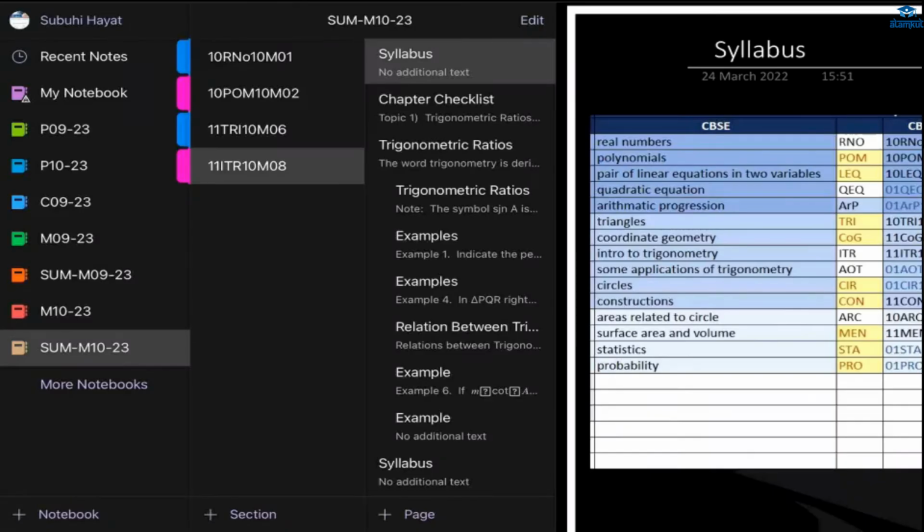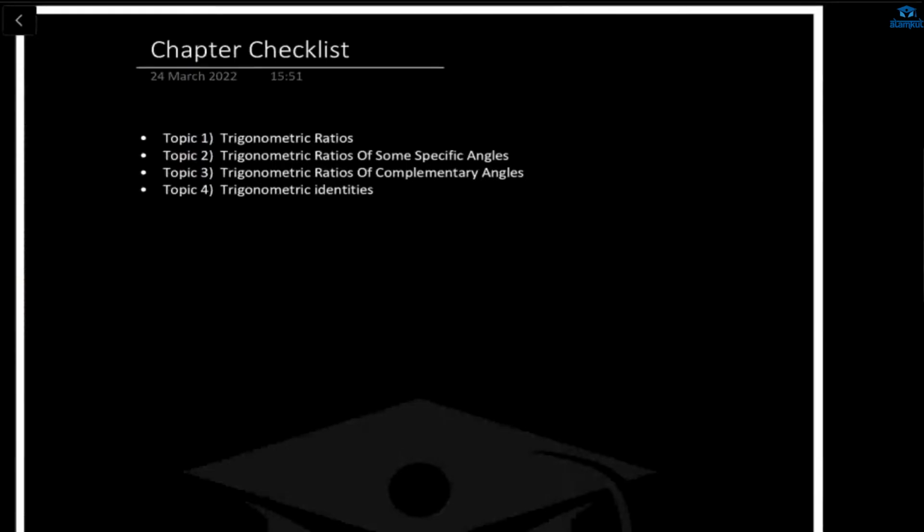So today we'll be starting a new chapter of trigonometry. After triangles, I'm starting trigonometry. Now let's see the chapter checklist here. In trigonometry, we'll study trigonometric ratios, trigonometric ratios of some specific angles, trigonometric ratios of complementary angles, and trigonometric identities.